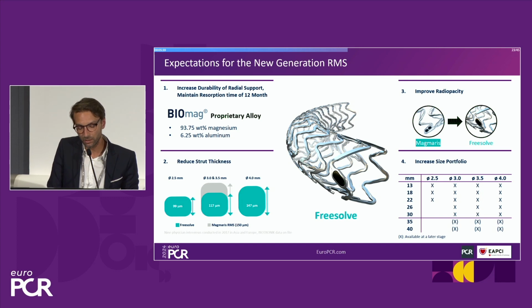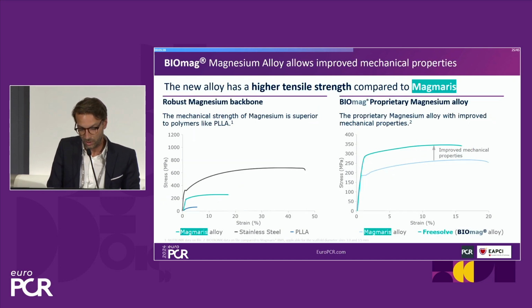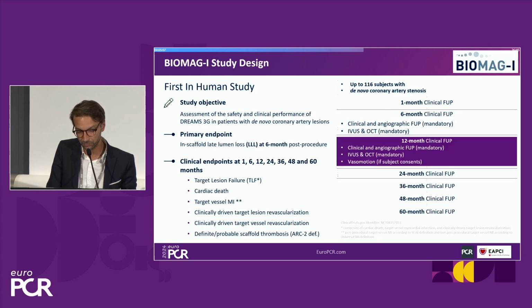RMS. We need increased support to reduce late lumen loss. We need reduced shots to prevent stent thrombosis. And this BIOMAG or FreeSolve stent was studied in the BIOMAG-1 study. It had improved mechanical support compared to Magmaris, now approaching stainless steel capacity.